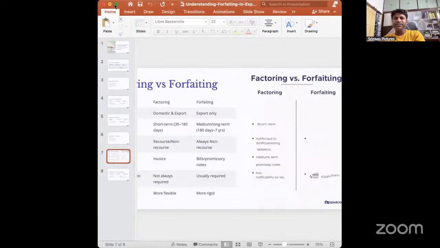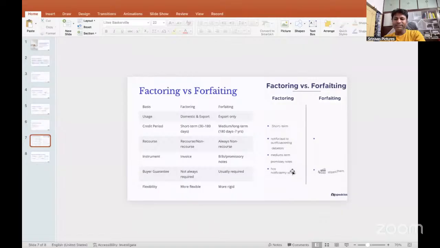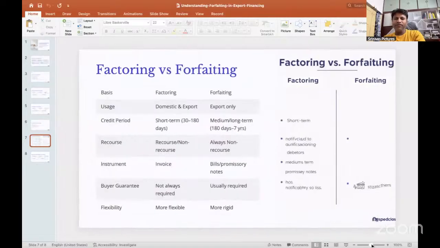Now, what is the difference between forfeiting and factoring? See, factoring is different, forfeiting is different. Generally, factoring we can use for both domestic and exports. But forfeiting we can use for export purposes only.